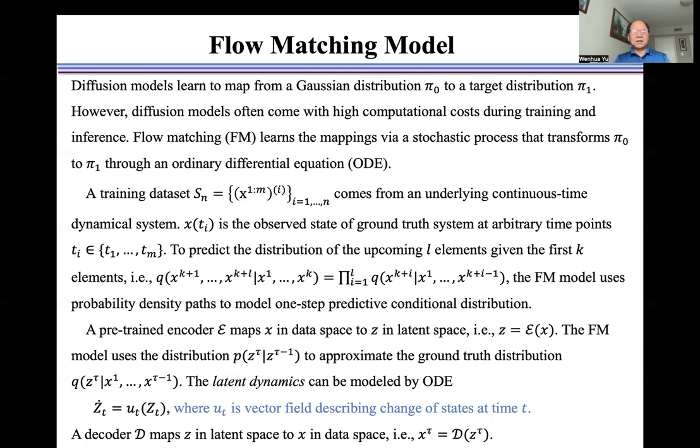A pre-trained encoder E maps X in data space to Z in latent space. The FM model uses the distribution P to approximate the ground truth distribution Q. The latent dynamics can be modeled by an ordinary differential equation as shown here, where ut is a vector field describing the change of state at time t. A decoder D maps Z in latent space to X in data space, as shown here.